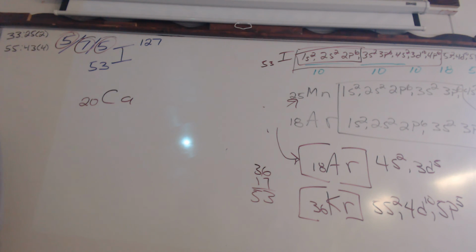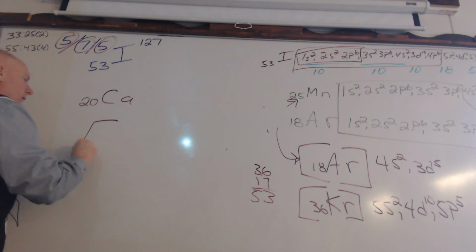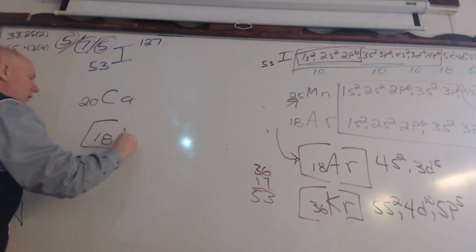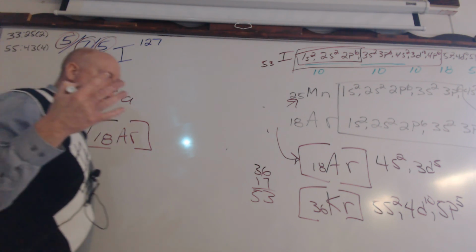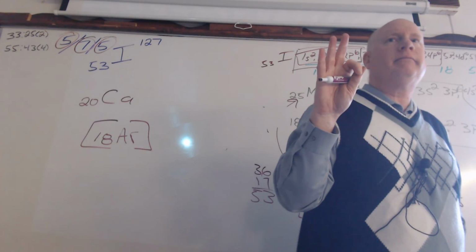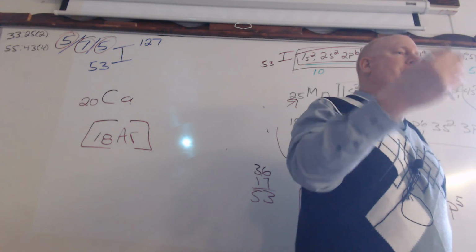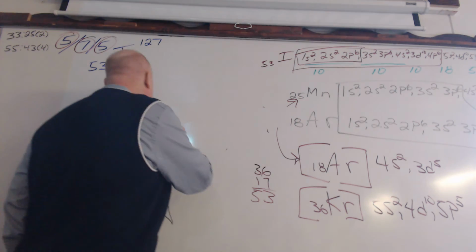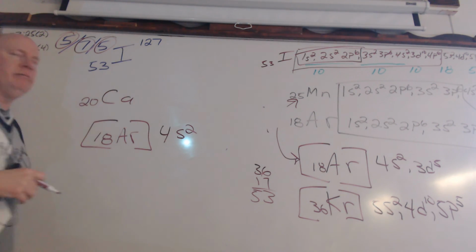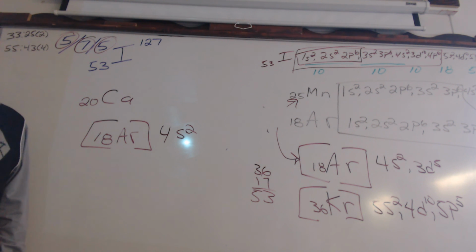What period is argon in? Third. Okay. So we said you had to go down in number, right? Yeah. Okay. So 18 is smaller than 20, right? Yes. Okay. So you said correctly that argon is in the third period, correct? Yeah. Okay. So what comes after 3p6? 4s2. What's 2 plus 18? 20.